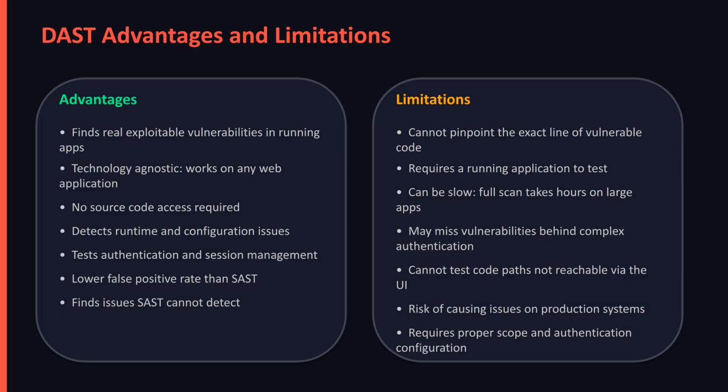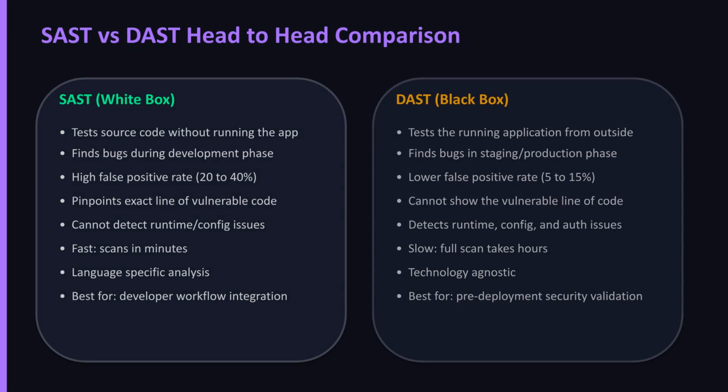DAST provides a clear view of exploitable vulnerabilities in a running system. However, it requires a live application, can be time-consuming, and cannot pinpoint the exact line of vulnerable code, making it best suited for staging environments. When comparing SAST and DAST, remember, SAST is for your code during development, while DAST is for your application at runtime. Using them together gives you the best protection, covering both structural flaws and operational vulnerabilities.